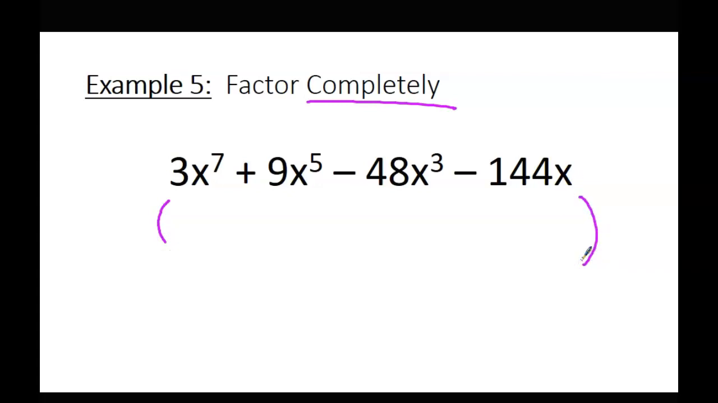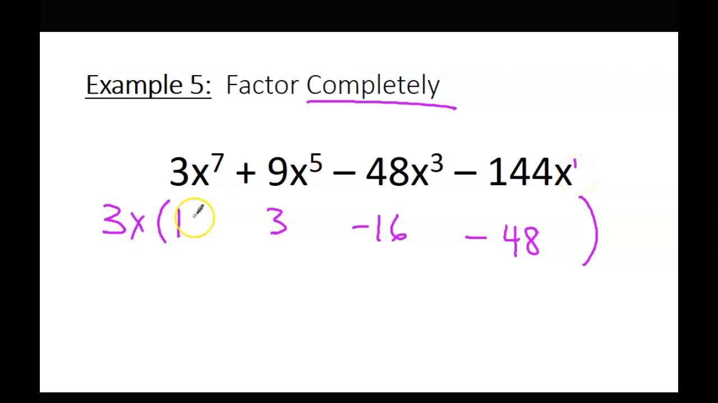Is there anything that goes into 3, 9, 48, and 144? 3. I think 3 does. So let's take out a 3. That leaves 1, 3, 16, and 144. 3 goes in there 4 times 48. So we can take out a 3. How about x's? How many x's can I take out? Only 1. Because this guy has only 1 to give. So you only can take out 1 x.